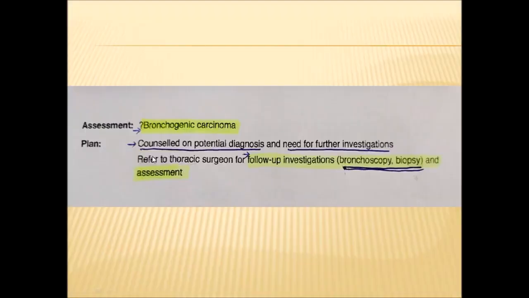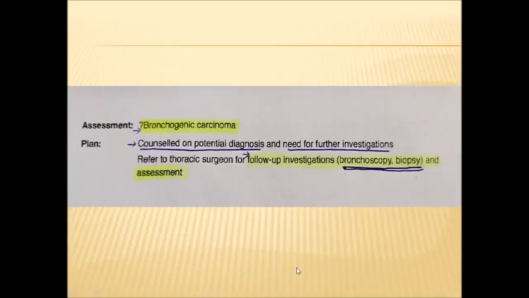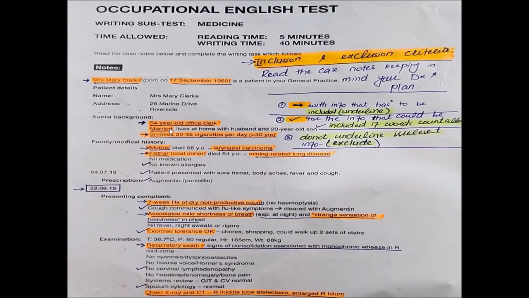Let's move to the next page. So this is assessment. We have already read this assessment, bronchogenic carcinoma, and we have already read the plan: consult on the potential diagnosis and need for further investigation, referring to thoracic surgeon for the follow-up investigation, bronchoscopy, biopsy, and the assessment. So we have done with our case notes, which is very easy, and we will write letters with the difficult or lengthy case notes in future as well. So now, keeping in mind the information which we have underlined, which we have encircled, which we have marked with the arrow mark, we will now start writing our letter.